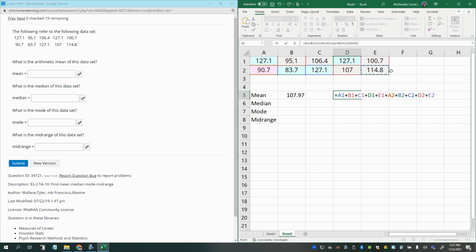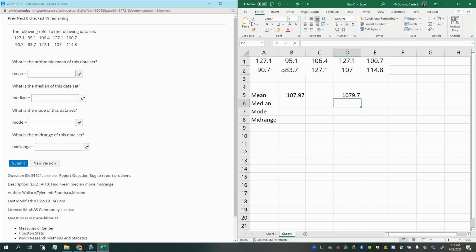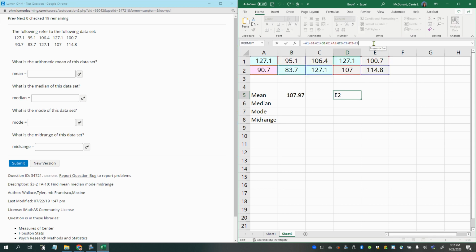Okay, I selected them all. I'm going to press enter. There's my total sum. And then, of course, I want to divide that by how many I have. I have 1, 2, 3, 4, 5, 6, 7, 8, 9, 10 data values. So I can divide by 10. Okay, now watch what happens.